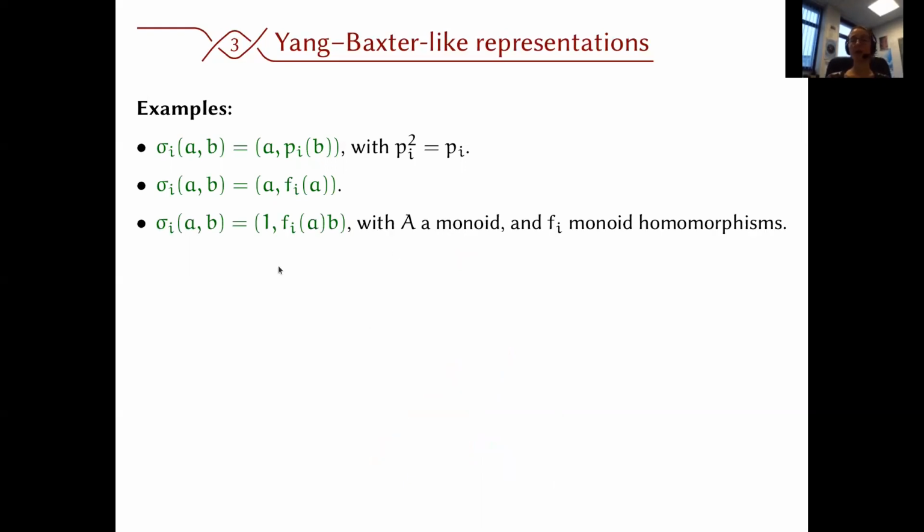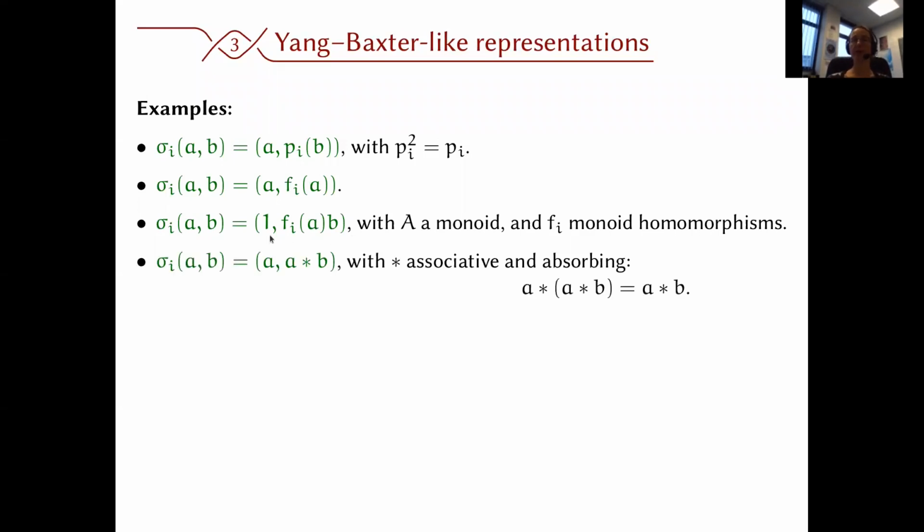And one more type of these maps giving representations to A and B. You can associate one and f_i of A times B. So here, suppose that A has an additional monoid structure, and f_i is any monoid morphism, for example, the identity map, if you wish. And this example actually comes from this theory of Yang-Baxter maps, and it plays a very important role in the study of Hochschild cohomology.